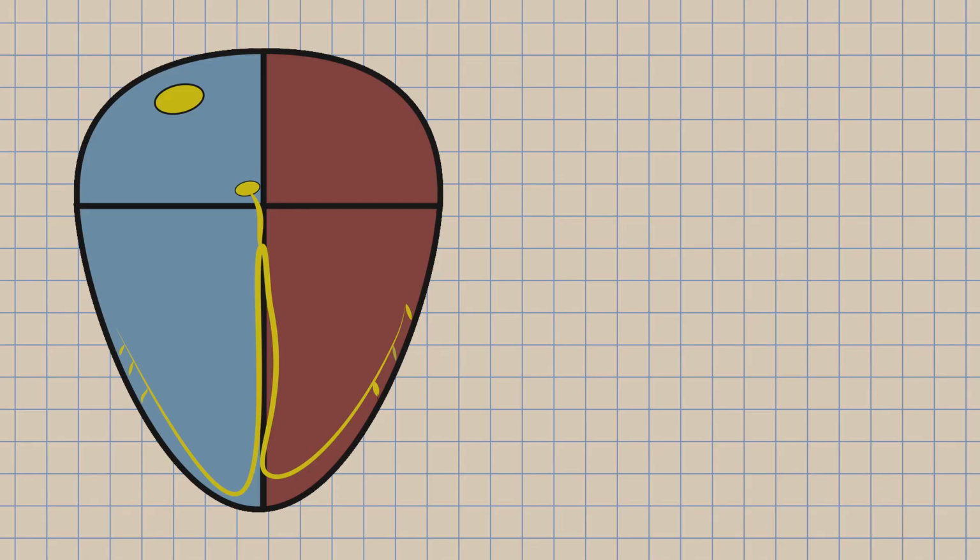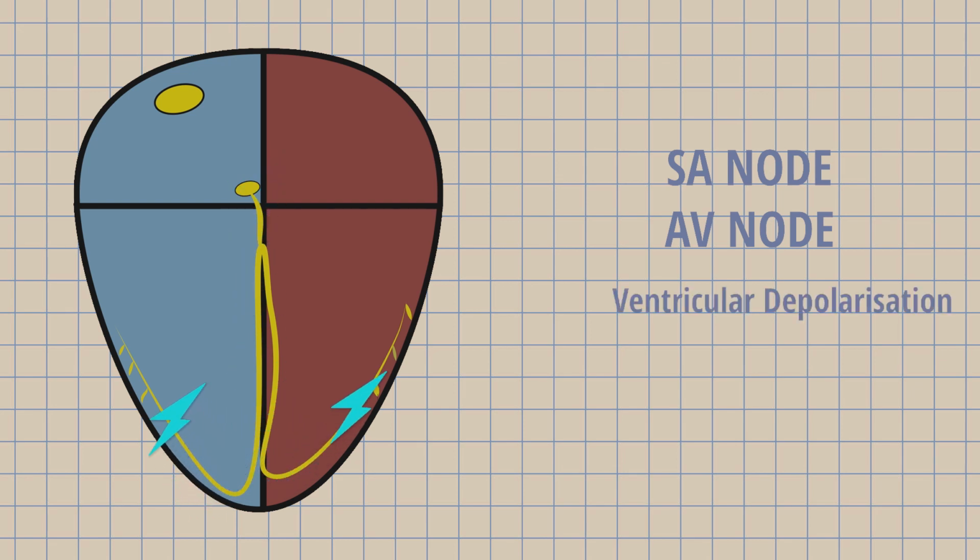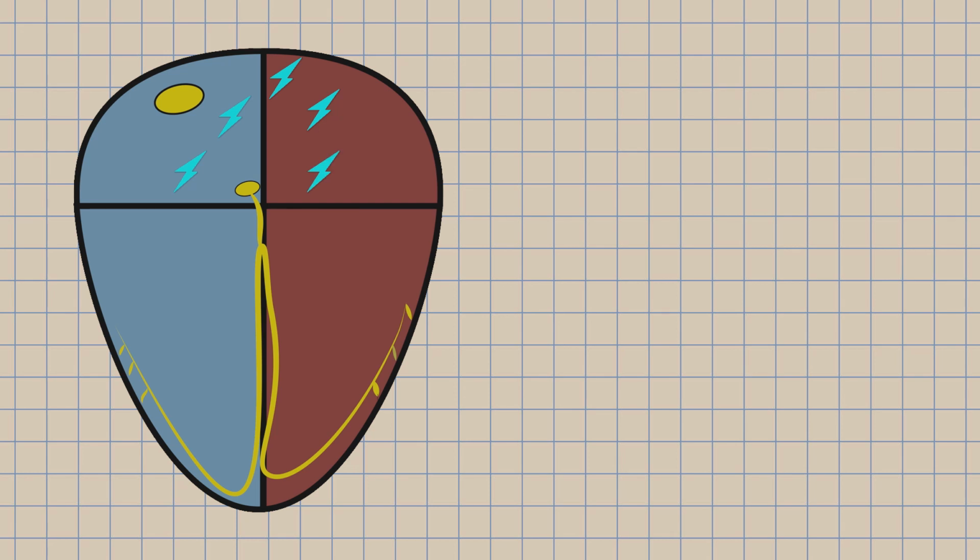Let's have a closer look inside the heart. In a normal heart, the electrical impulse begins in the sinoatrial node. It depolarizes the atria, goes through the AV node, and then moves on to depolarize the ventricles. In atrial fibrillation, however, there are multiple foci from which these impulses arise. Therefore, there is no coordination, resulting in a haphazard contraction of the atria.